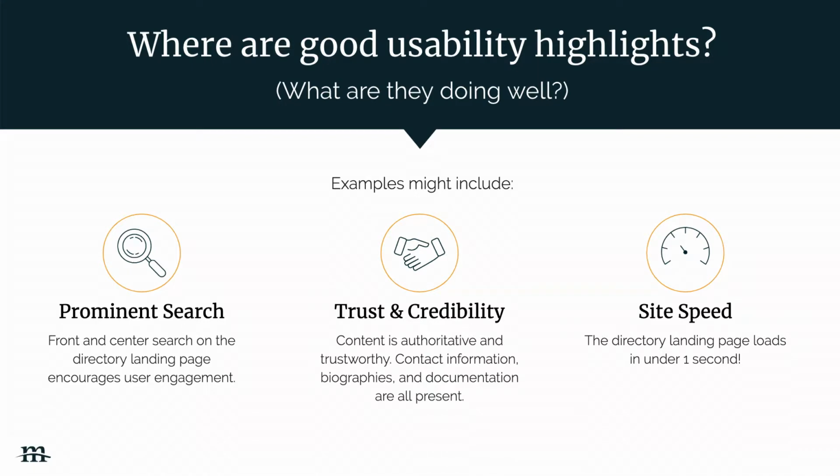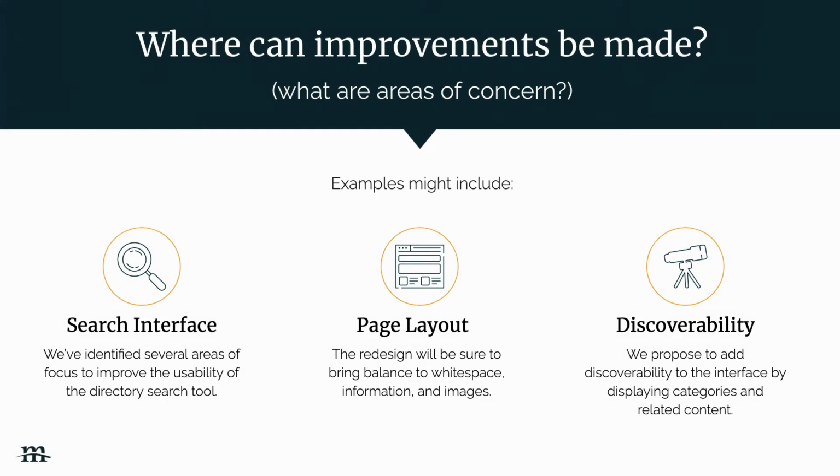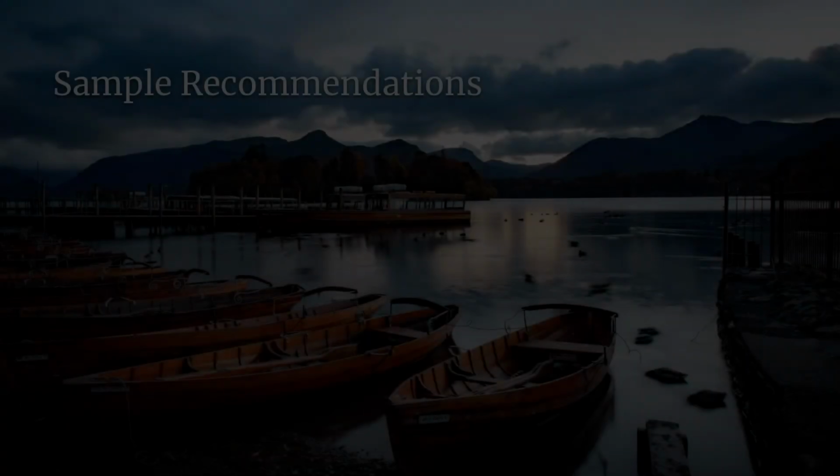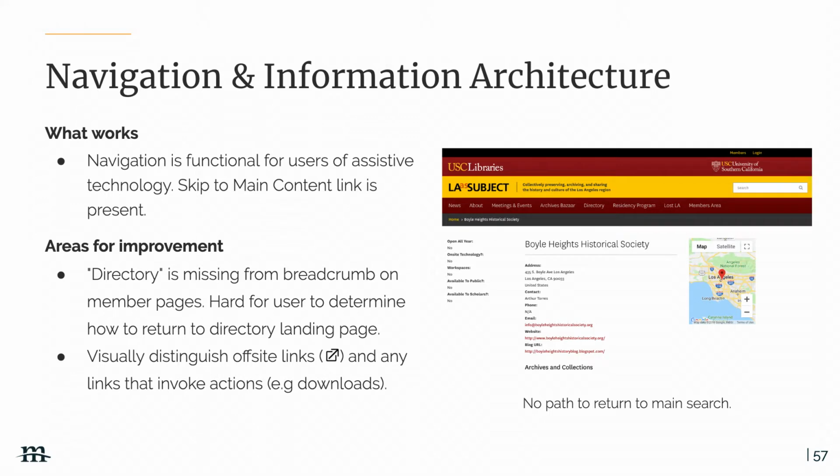So our LAS subject audit led out with positives that we observed, pulling out the prominence of the search, the trust and credibility, and the site speed. Then we took a high-level look at the areas of improvement: the search interface, the page layout, and discoverability of content. And to accompany those more dry, detailed pages containing the usability questions, scores, and notes, we included these pages with positives, negatives, and visuals to tie it all together.